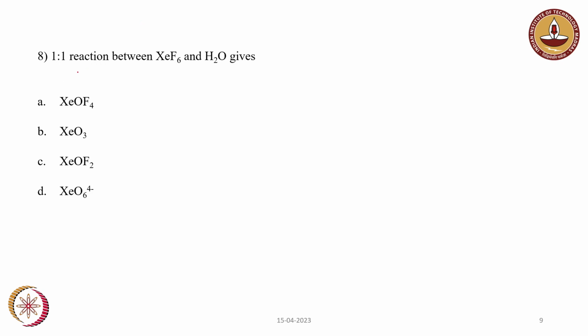Next question is 1:1 reaction between XeF6 and H2O gives. Option A is XeOF4, option B is XeO3, option C is XeOF2, and option D is XeO6 4 minus. So the reaction is XeF6 plus H2O. This is a reaction to produce XeOF4. So it will give XeOF4 and HF.